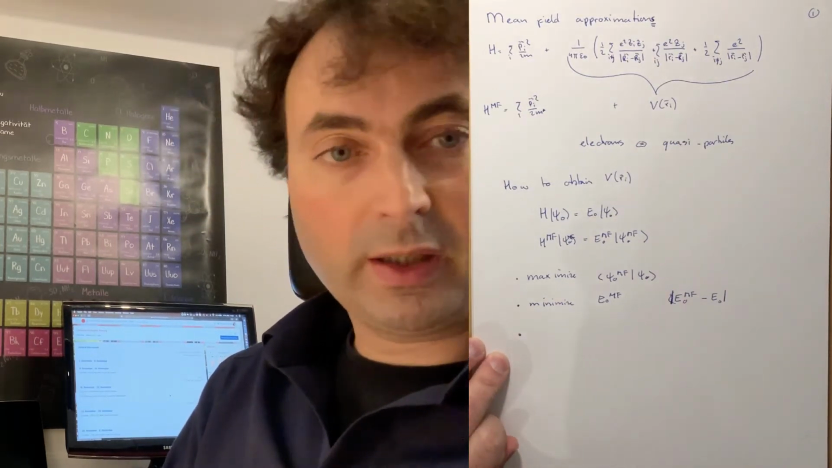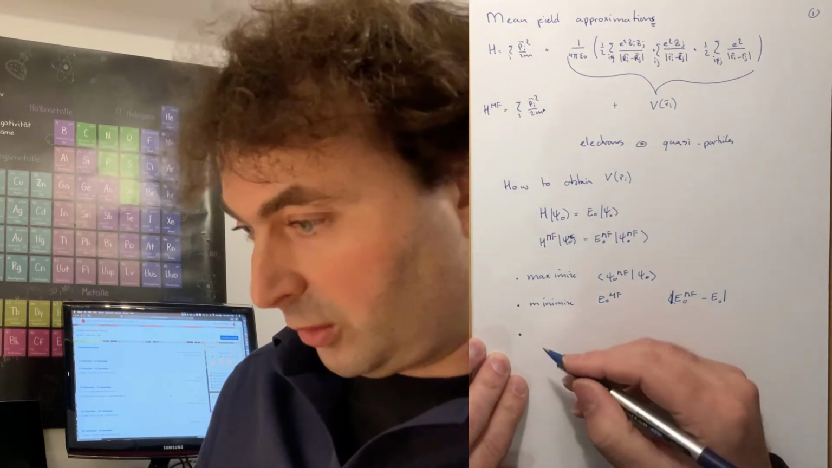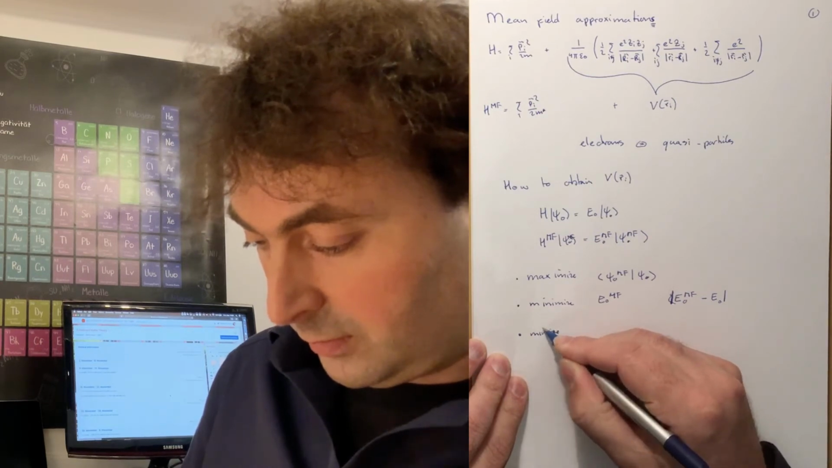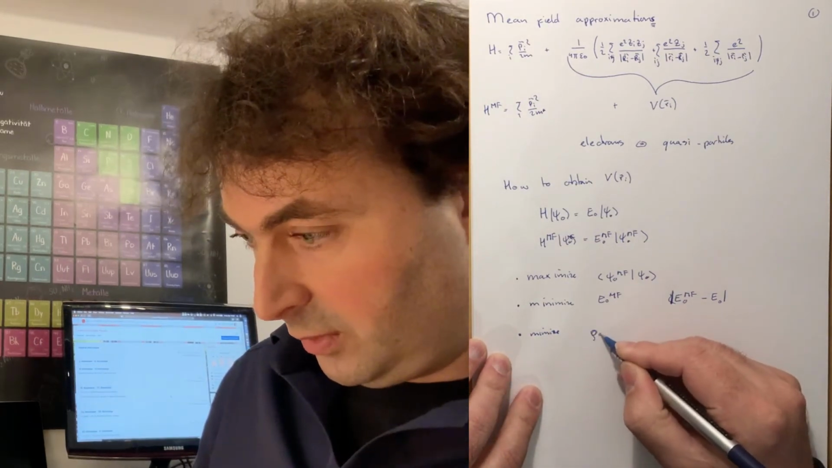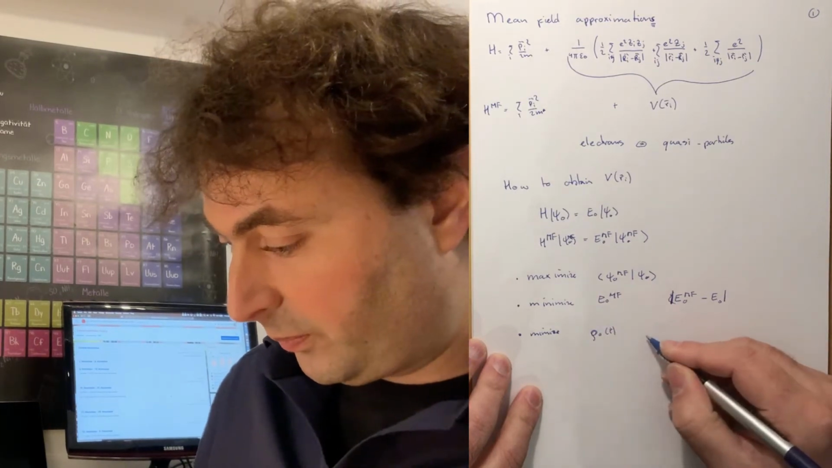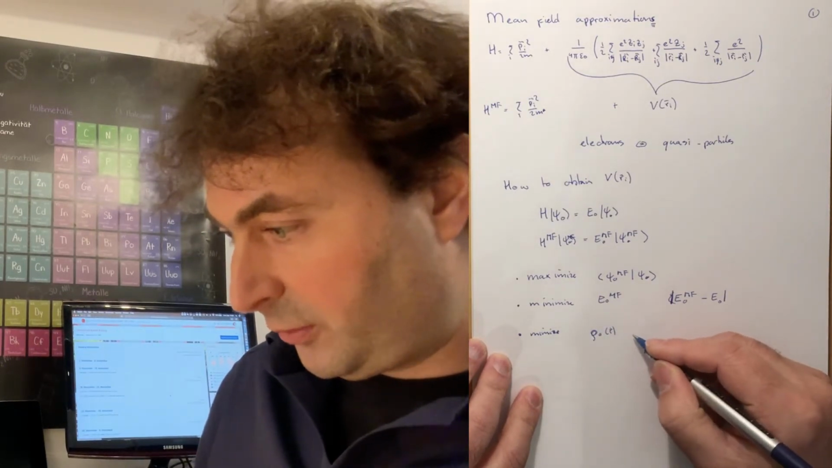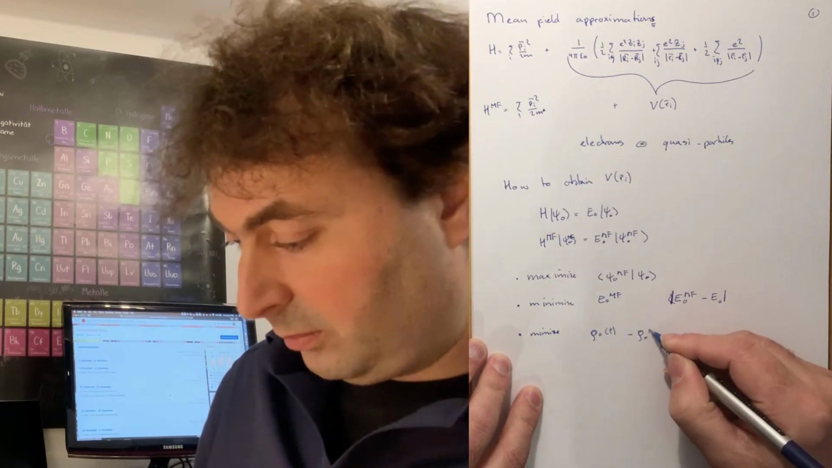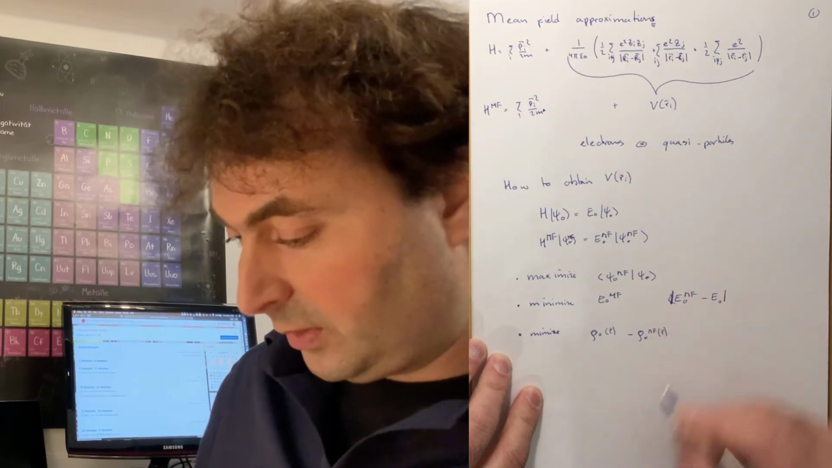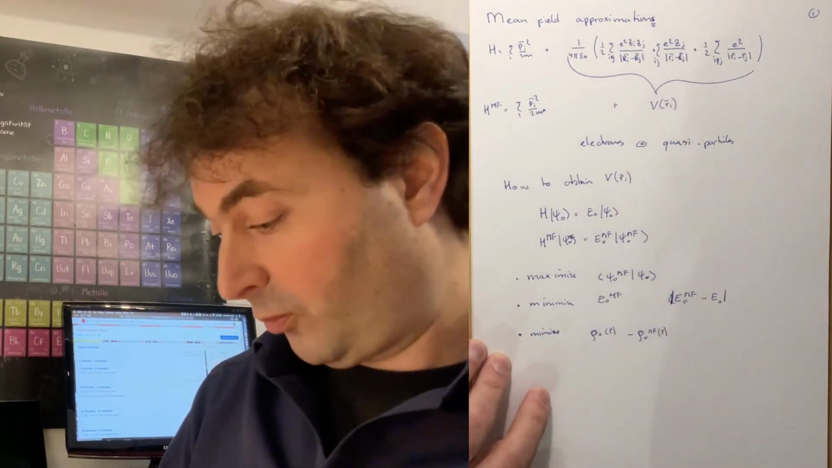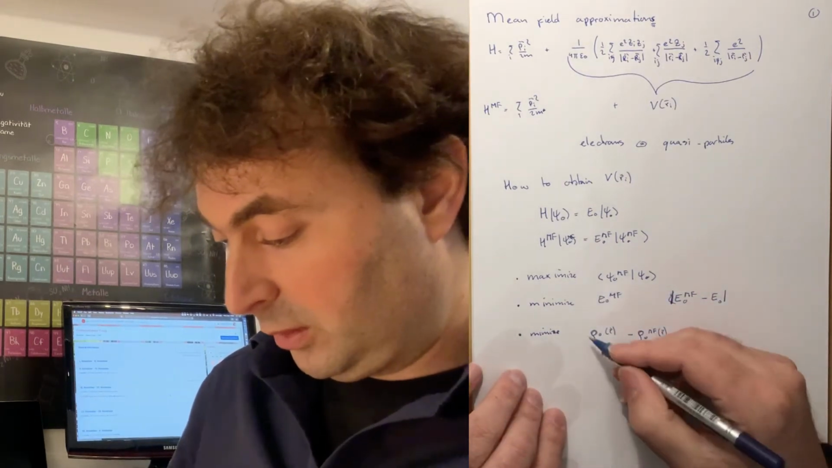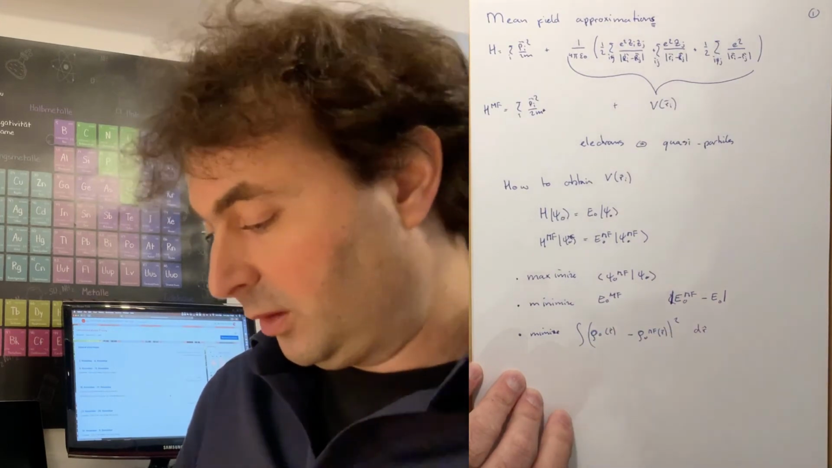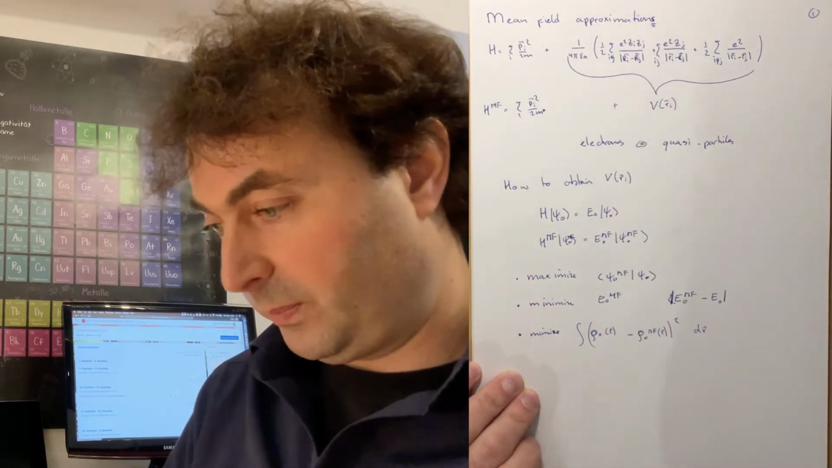Instead of looking at the energy, one can also look at the density. And one can minimize the ground state density, such that the difference between the ground state density minus the mean field ground state density is as small as possible. And here you have to define some norm. So you could look at the square and then integrate over whole space to minimize.